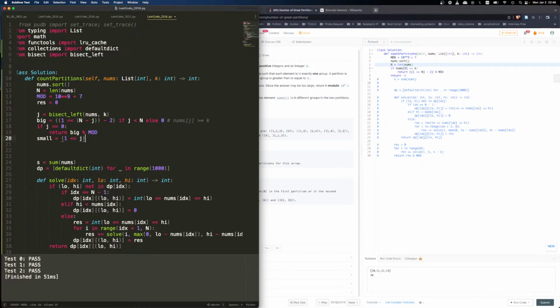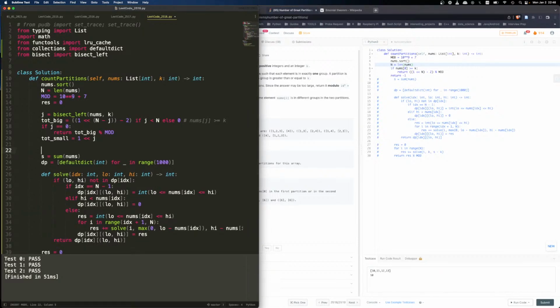So in that case, that's small, right? No, that's small, total small. Total big. This is total small. And then we need to find within small, right? Now we need to find within small.